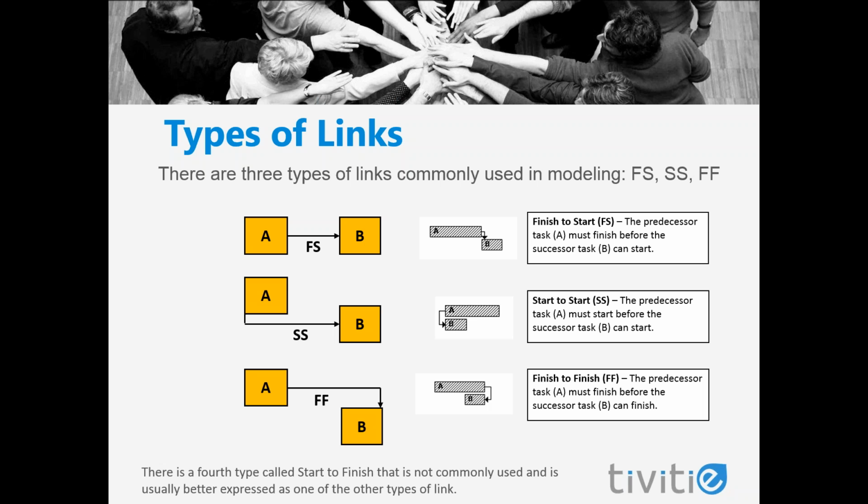For finish-to-finish links, the predecessor must finish before the successor finishes. Or you can think of it as the successor cannot finish until the predecessor finishes. This means that the earliest the successor can finish is at the same time that the predecessor finishes.